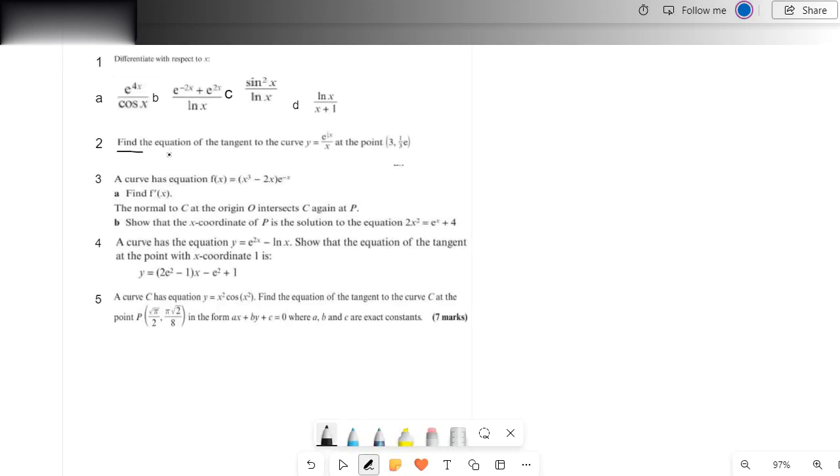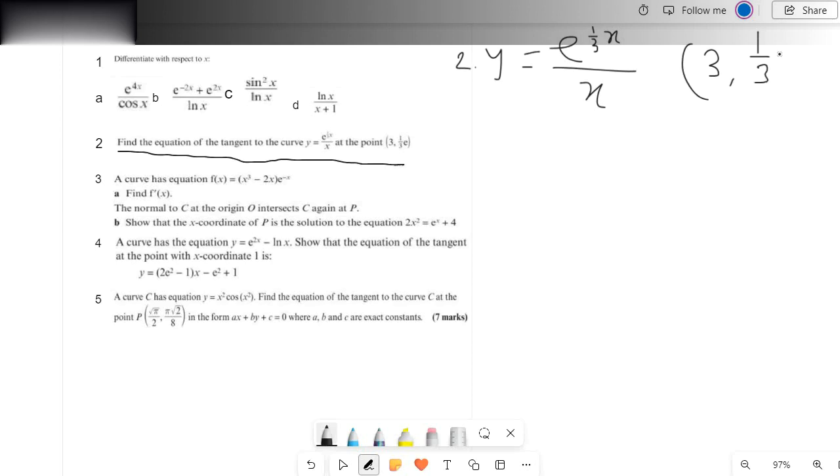So for number 2, we have to find the equation of the tangent of the curve y equals e to the power 1/3 x divided by x at the point (3, 1/3 e), where e is the natural number or Euler's number if you remember. So first we have to find dy by dx, which is d/dx of e to the power 1/3 x divided by x.